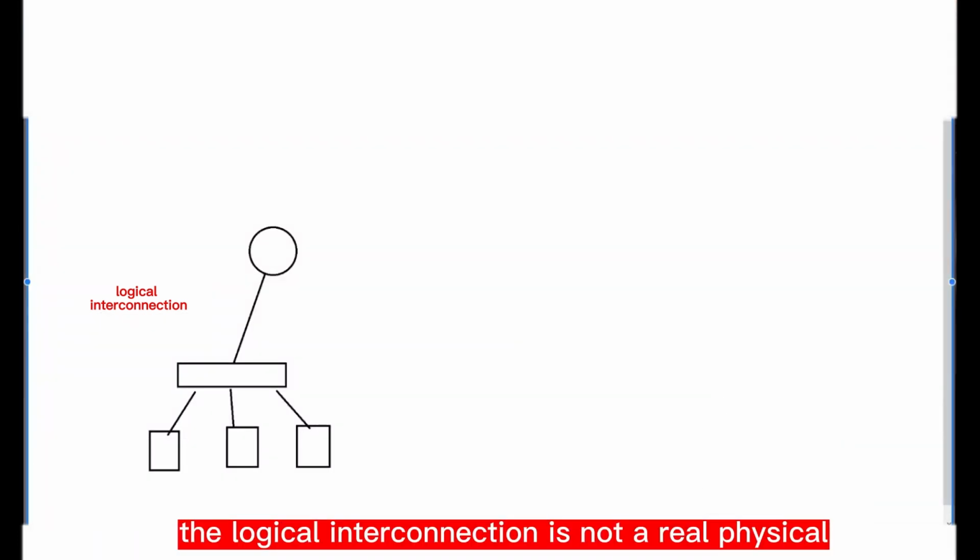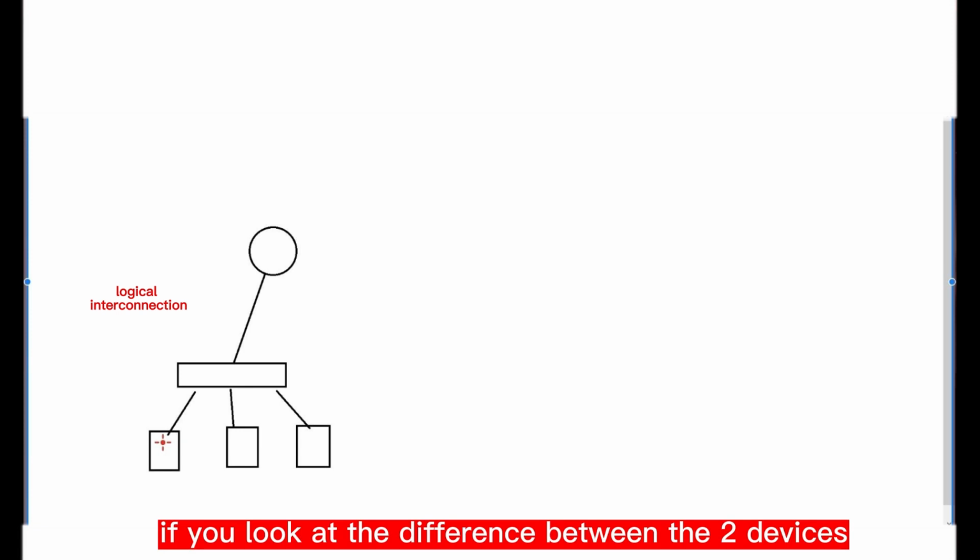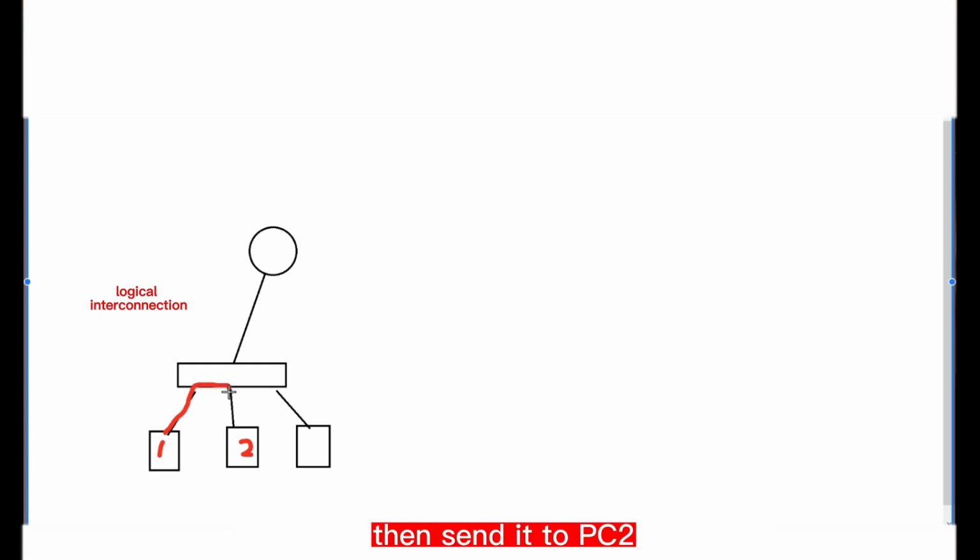The logical interconnection is not a real physical direct connection. There is a difference between them. For example, if you look at the two devices, PC1 and PC2, data can be transferred between them. This data will be sent to the switch first, then sent to PC2.